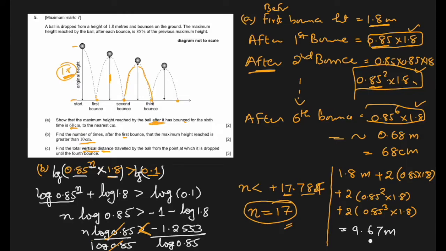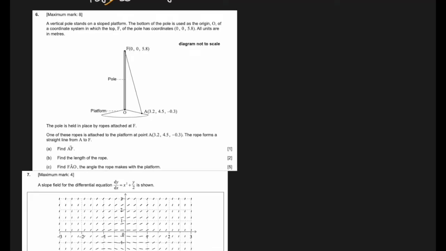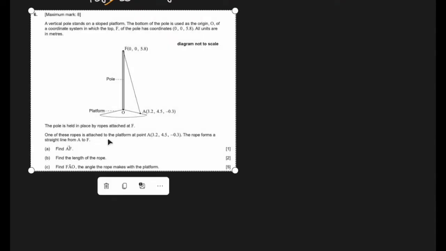I got 9.67 meters. All right, let's move on to the next one, which is question number 6. Question number 6 says a vertical pole stands on a sloped platform. The bottom of the pole is used as origin. So the coordinates of this point are 0, 0, 0, and the top F is (0, 0, 5.8). All units are in meters.